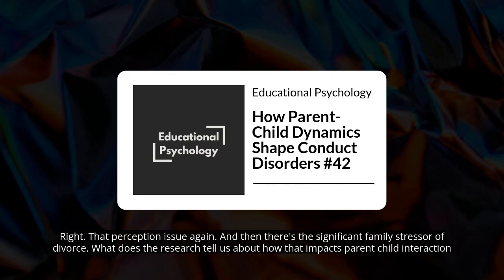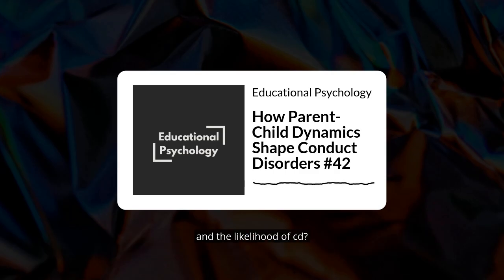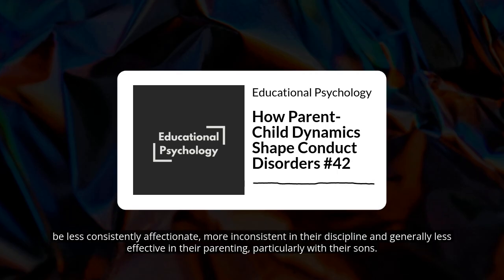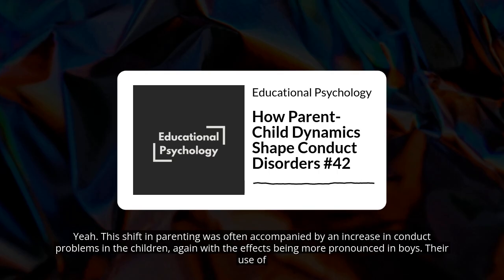And then there's the significant family stressor of divorce. What does the research tell us about how that impacts parent-child interaction and the likelihood of CD? Hetherington and her colleagues conducted a really important longitudinal study looking at families after divorce. They found that following a divorce, mothers tended to be less consistently affectionate, more inconsistent in their discipline, and generally less effective in their parenting, particularly with their sons. Especially with sons. Interesting. Yeah.